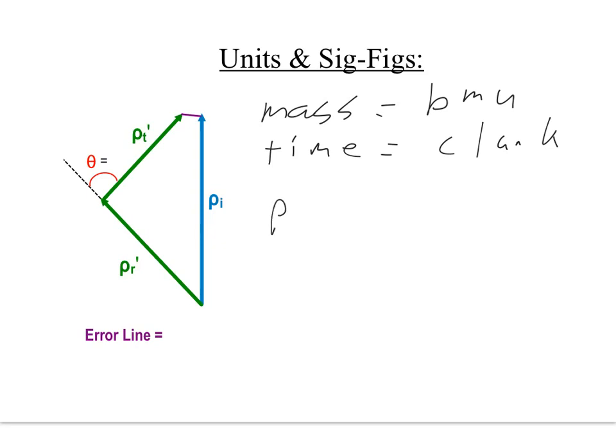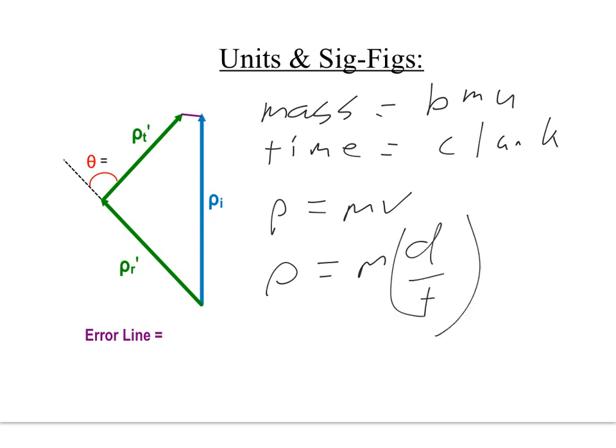Because momentum is the product of mass and velocity, and because the horizontal component of your collision ball's velocity remains constant, that's just calculated by taking the given mass of any of the balls times the distance that your team measured on the floor divided by the time of one clank. So when you're recording units for momentum, be consistent with the units that we actually used in the lab: BMU, clanks, and of course meters for distance.